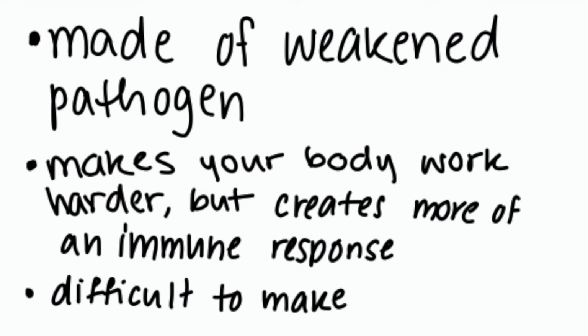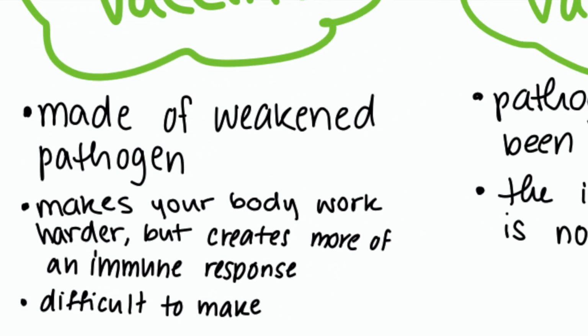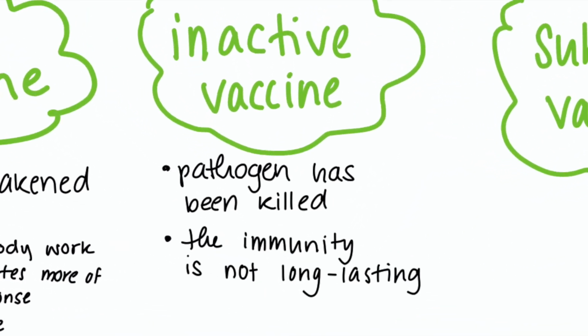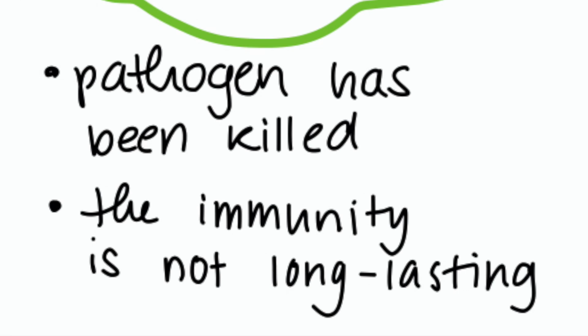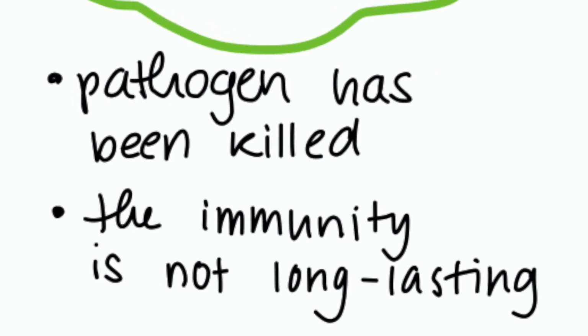The only downside is it's pretty difficult to make, and because it makes your body work so hard, people that have already weakened immune systems can't get this vaccine. Now moving on to the inactive vaccine. This is a vaccine where the patient has been given the pathogen that has already been killed. Then the immune system will learn how to fight off this pathogen. The only problem with this one is that the immunity is not long-lasting.